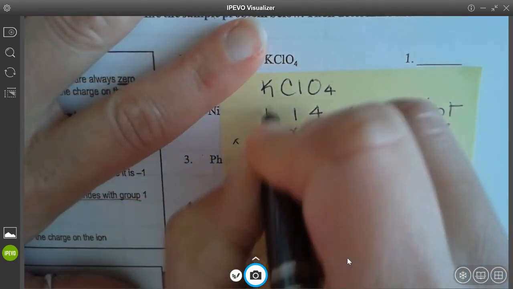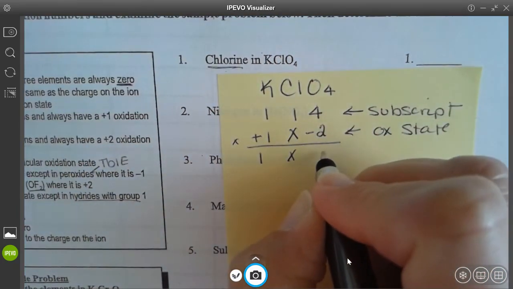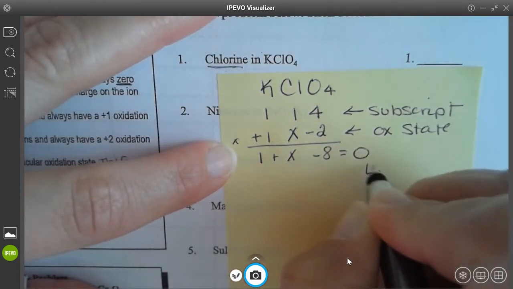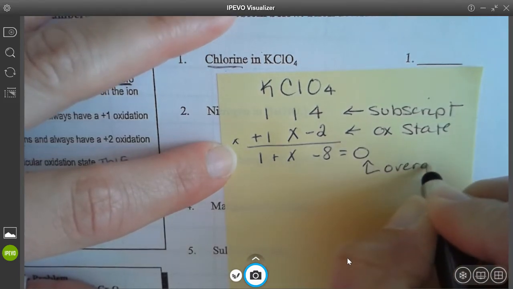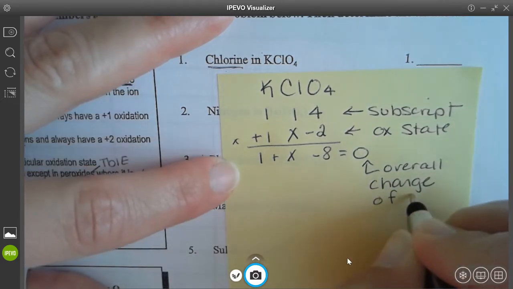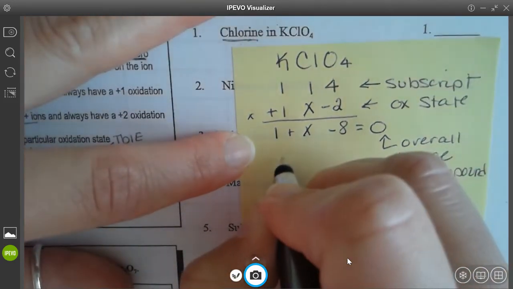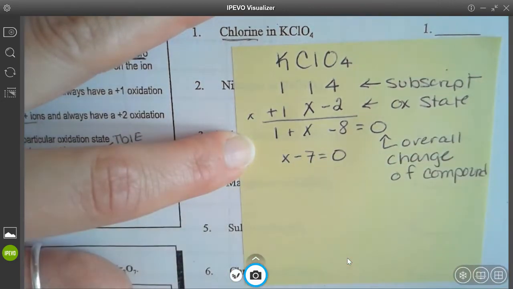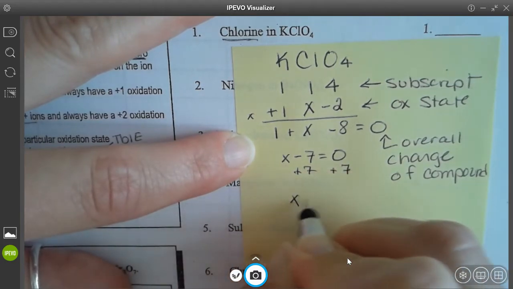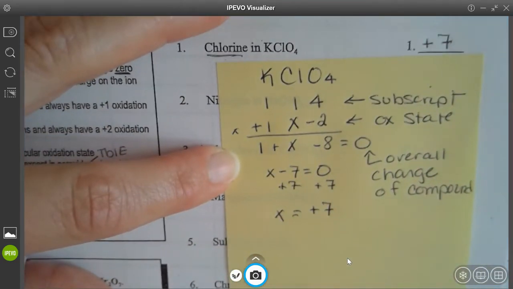We're going to multiply down. 1 times 1 is 1. 1 times x is x. 4 times -2 is -8. We're going to add those together and set it equal to 0, the overall charge of the compound. I find it easiest to combine my like terms, so x minus 7 equals 0. X equals a +7. That means in this case, chlorine is a +7.